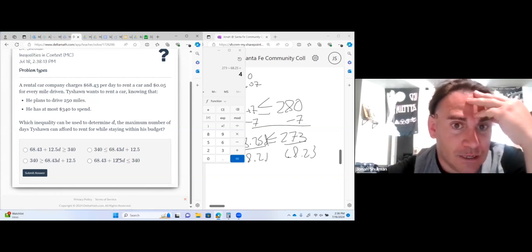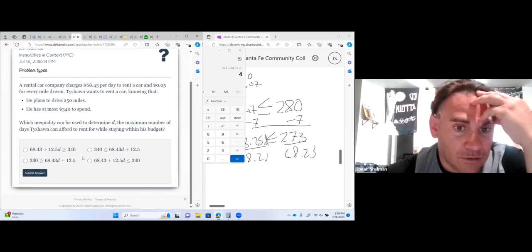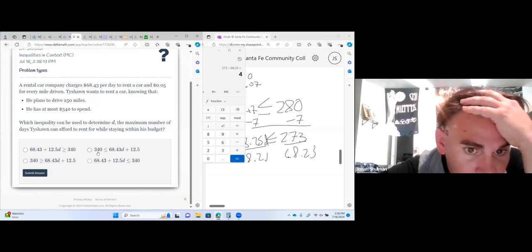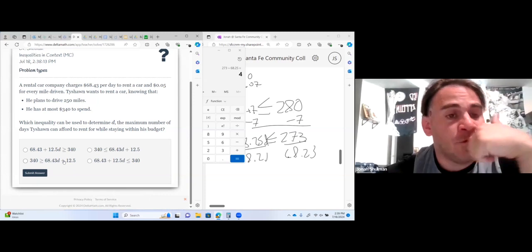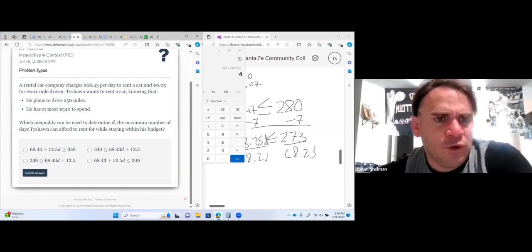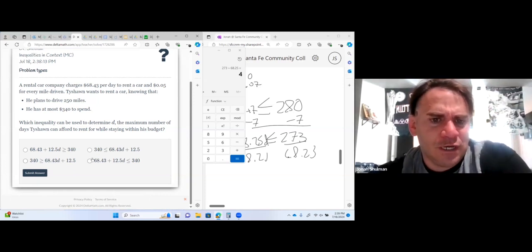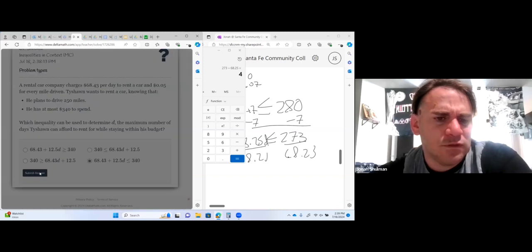And it's 68.43. We want to be less than that. So, oh, these are both the wrong way. So it's got to be B or C. And this one has days in the wrong place. So 0.05 times 250 has got to be the $12.50.